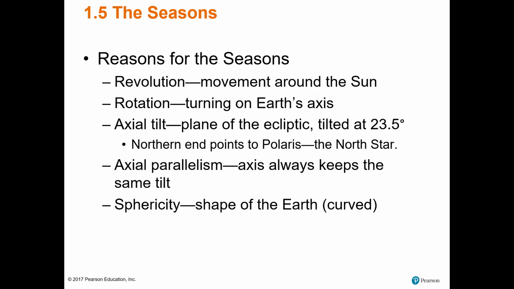So here are the main reasons for the seasons. Revolution means the movement around the sun, and that is the Earth's path that it takes around the sun. Rotation is the movement where the Earth turns on its own axis. Axial tilt refers to the plane of the ecliptic. Our Earth is tilted at 23.5 degrees. The northern end points to Polaris or the North Star. Axial parallelism means the axis always keeps the same tilt, and sphericity is the shape of the Earth, which is curved.